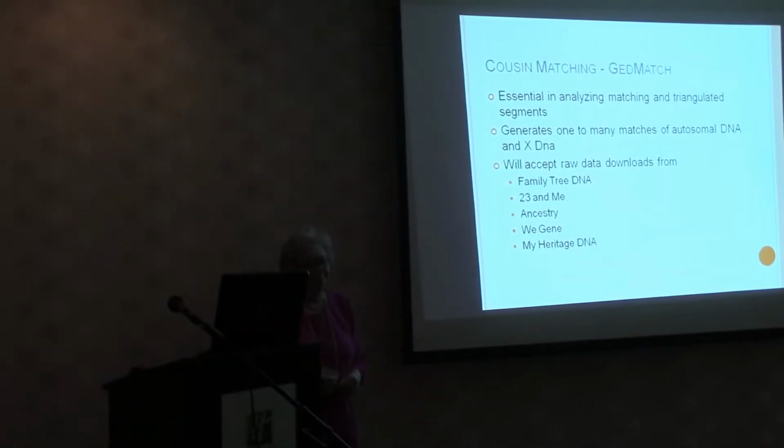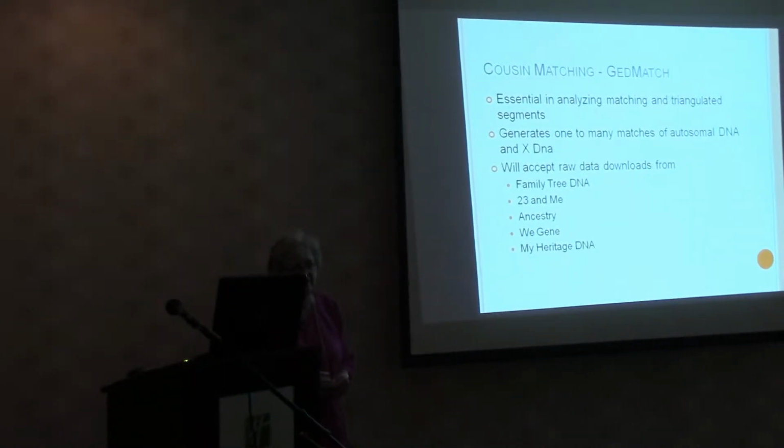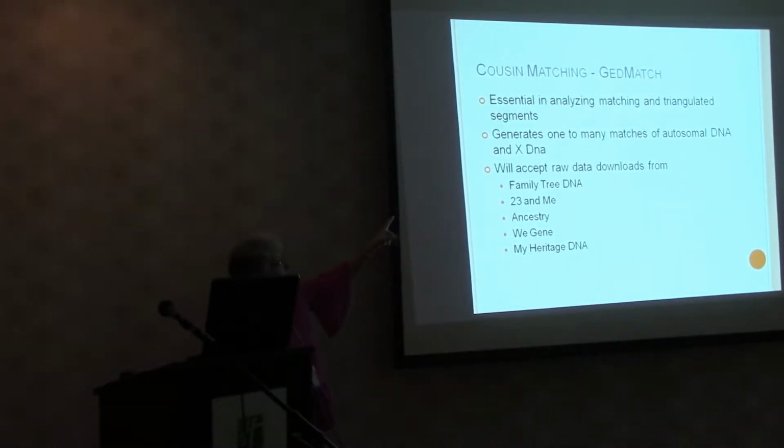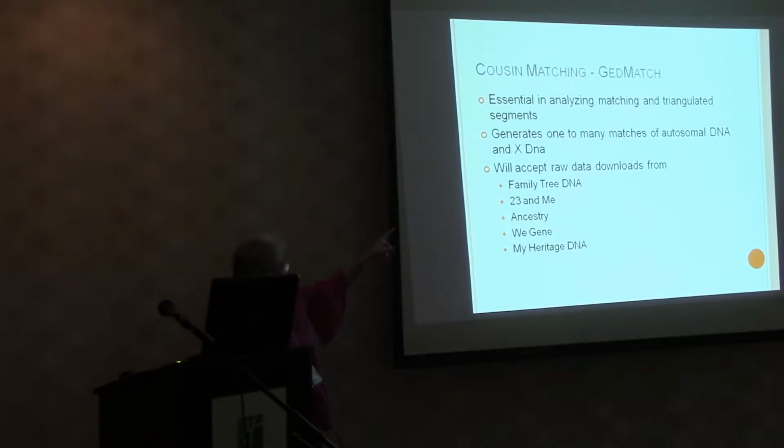Okay, GEDmatch. I could talk about GEDmatch all day long. There's so many things available on GEDmatch. But it is essential in analyzing your segment matches and your triangulated segments. And it generates one-to-many matches of autosomal DNA and X DNA. If you open up that box, you can choose autosomal or X. And it now accepts raw data downloads from Family Tree DNA, 23andMe, Ancestry, WeGene, and MyHeritage DNA.